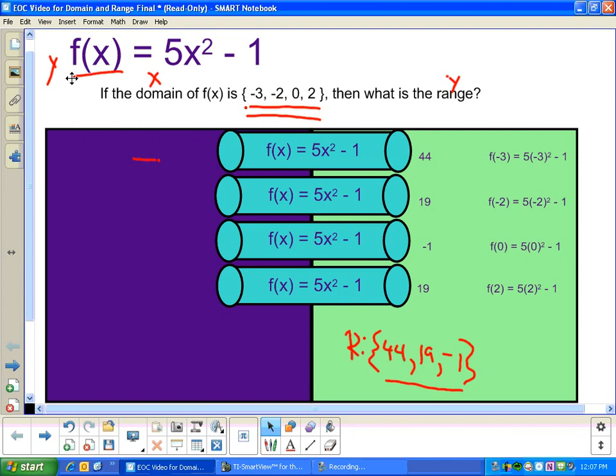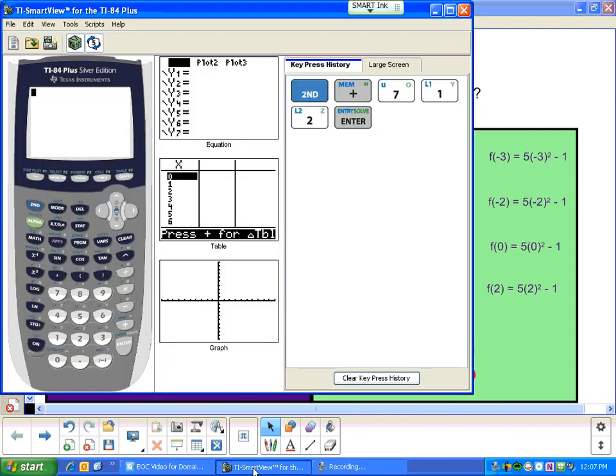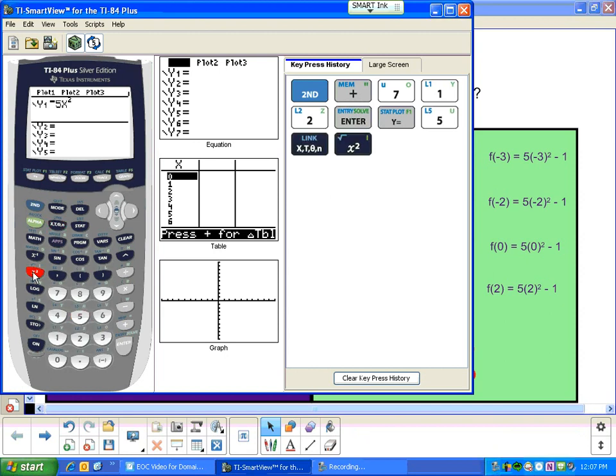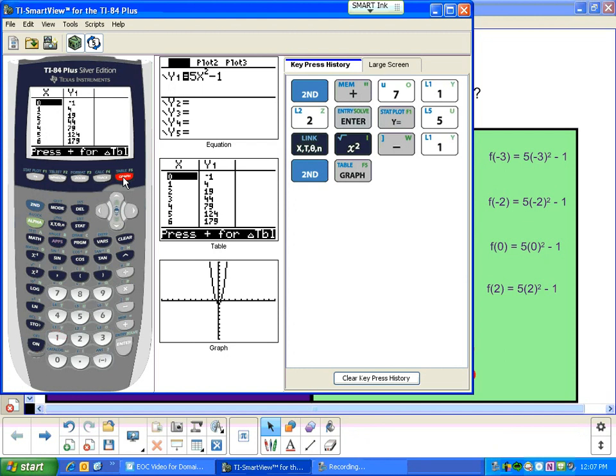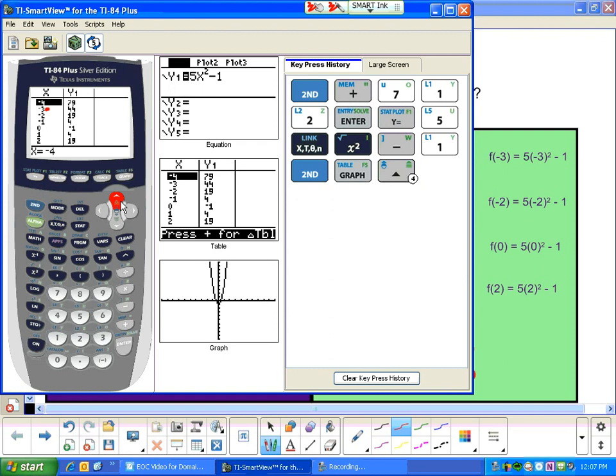Now another way we could look at this is on our calculator. So we could go to y equals. We could plug in our equation, 5x squared minus 1. So we've got our equation in there. We go to second function, table, and we look at our table. And the numbers we were looking at were -3, which gave us a 44, -2, which gave us a 19, 0, which gave us a -1, and 2, which gave us our other 19. So by looking at your calculator, you can see the domain and range of any equation.